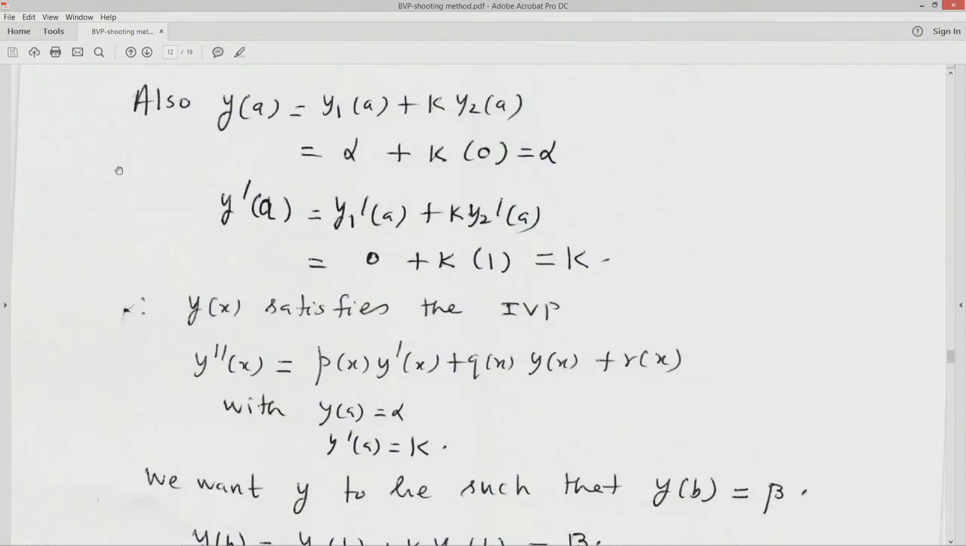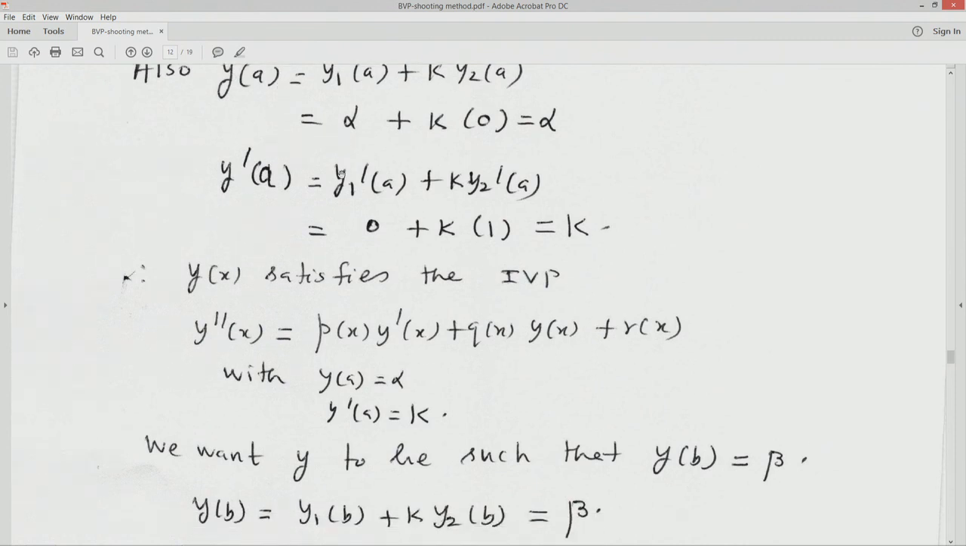What do we want? We want y at a to be equal to alpha, which is prescribed. Let us check what happens here. What is y at a? y at a is y1 of a plus k times y2 of a. How have we chosen y1 of a? That is alpha. What is y2 of a? We have chosen it to be 0. So, it is alpha plus k times 0, so it is equal to alpha. So, our y satisfies one of the conditions at the end point x is equal to a, namely y of a is alpha.